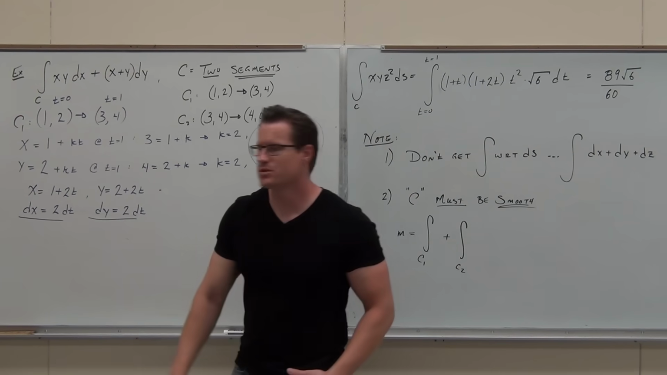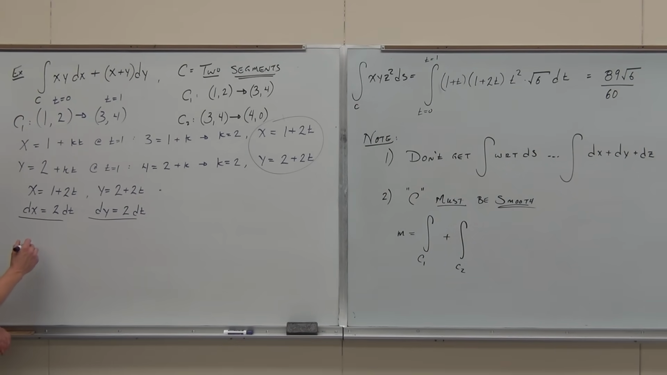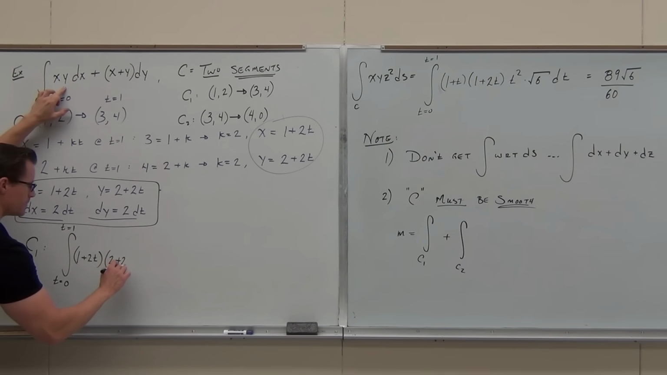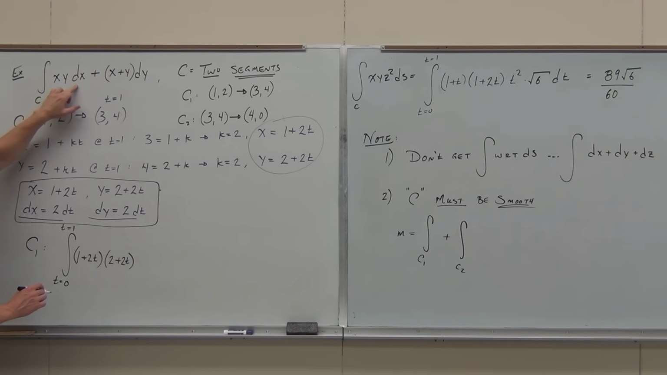Let's just make our substitution. So for this integral over C1 only, what are the t values? Let's work quickly. What are they? 0. We would replace x with x. Here's our map. We'd replace y with y. dx. What do you replace dx with? 2dt.